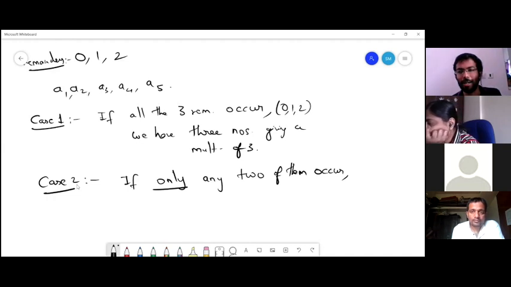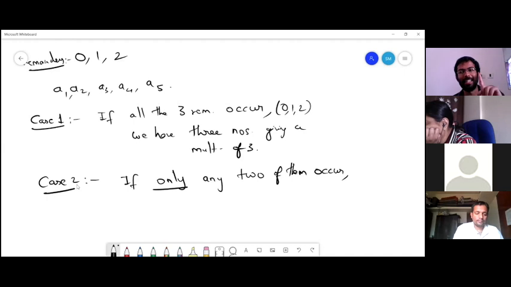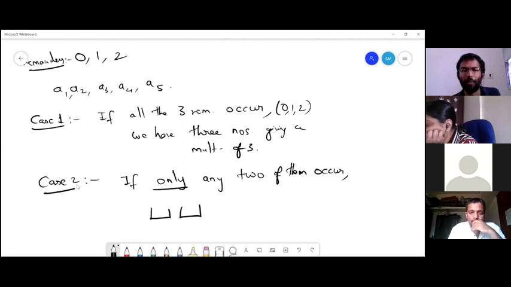Sunil, you also want to say? This case 2 can again be divided into case 2A, case 2B, and case 2C. Exactly. And in one of those cases it will be 1 and 2, so if you add them, it will definitely be a multiple of 3. Yes, that is one approach. Here the argument goes even finer: if only two of them occur, so we have just two of the remainders, it could be 0, 1, or 1, 2, anything.